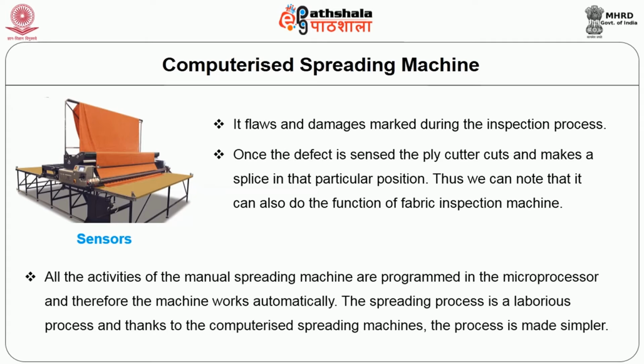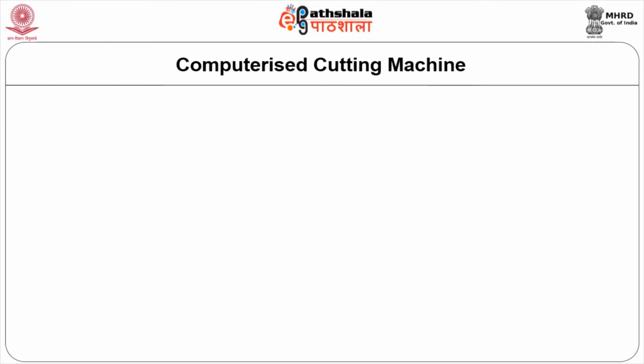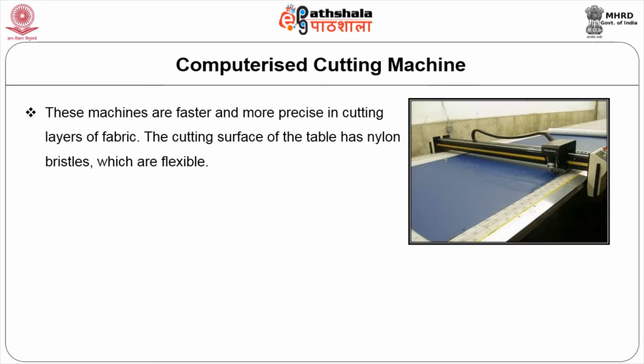All the activities of the manual spreading machine are programmed in the microprocessor, and therefore the machine works automatically. The spreading process is a laborious process, and thanks to the computerized spreading machine, the process is made simpler. Next, we will move on to the computerized cutting machine.